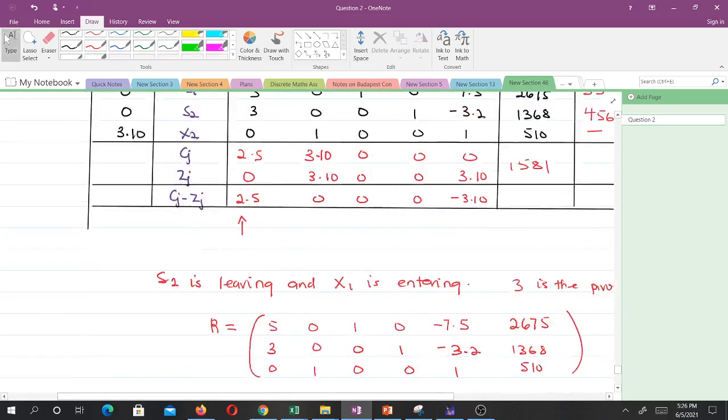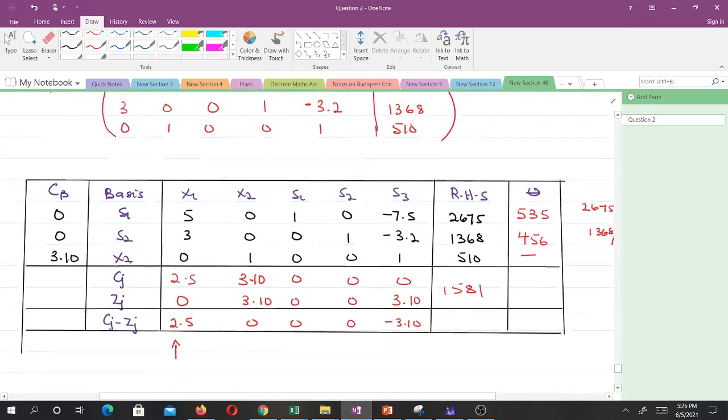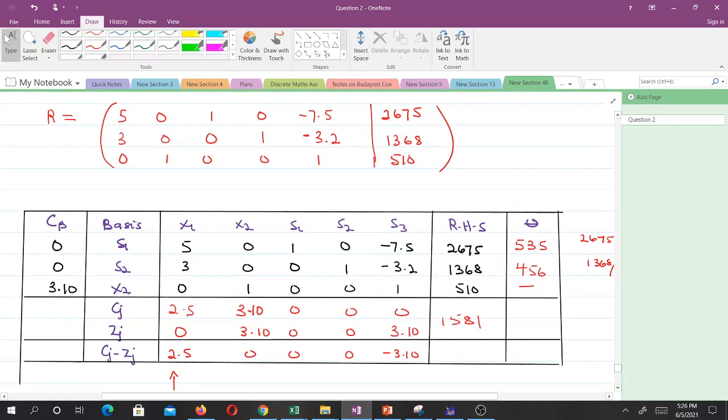So with the second iteration, we are going to get these things here because we get them from the matrix that we had. So 5010 minus 7.5 and everything with the right hand side. You can see that we said S3 had to leave in the first iteration for x2 to enter. So x2 has entered now. And the coefficient of x2 in the objective function is 3.10. That's how you can find that one here.